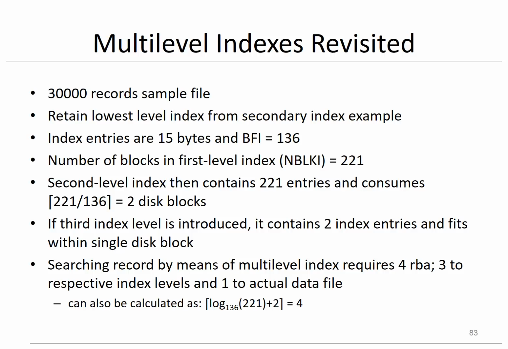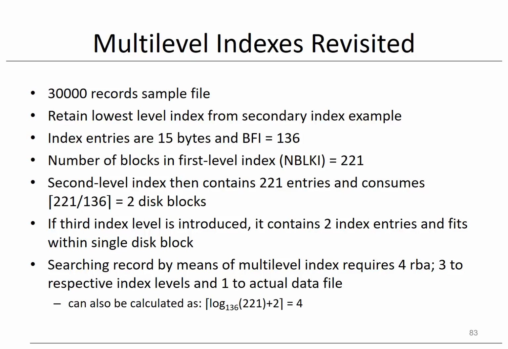Let's apply these insights to the same 30,000 record sample file. Suppose we retain the lowest level index from the secondary index example. In other words, a secondary index over a unique search key. The index entries are 15 bytes in size and BFI is 136. The number of blocks in the first level index, NBLKI, equals 221.